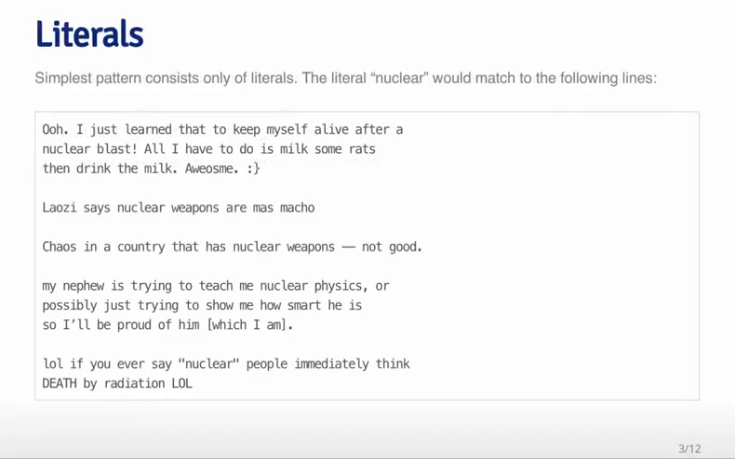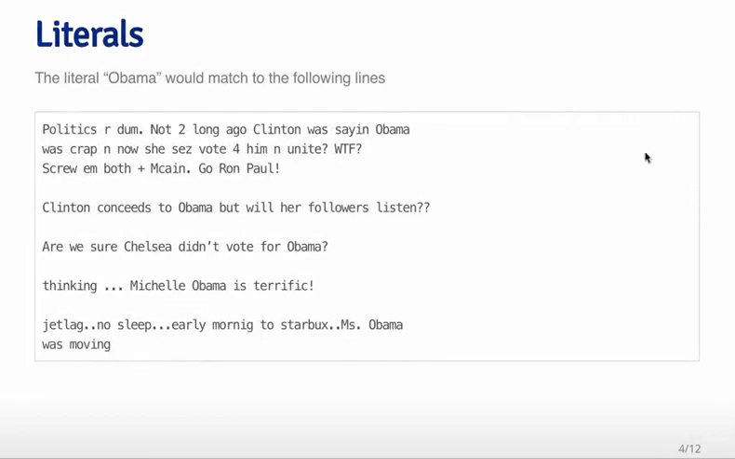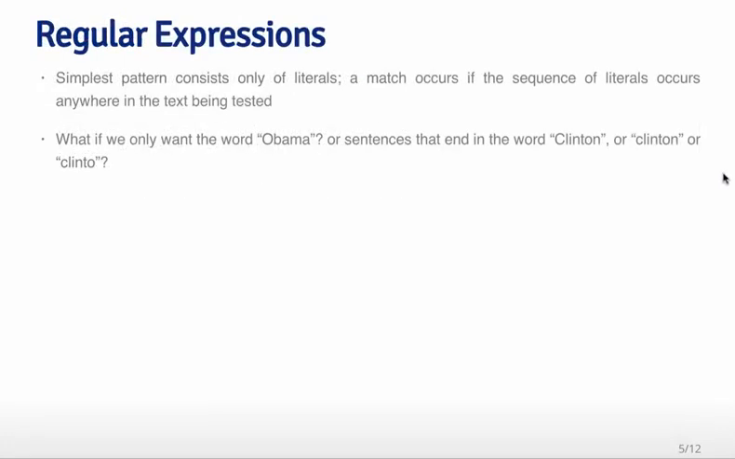Here's an example of what I mean by literals. Literals consist of words that match exactly. For example, the literal nuclear would match all of these lines because nuclear appears here, here, here, here, and here. That's the exact letters matching in all of those different lines. The literal Obama would match all of these lines because it appears here, here, here, here, and here. So you can find it in each of these different lines and match exactly what you observed.